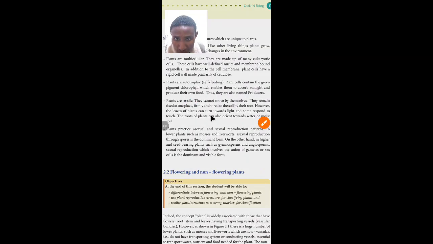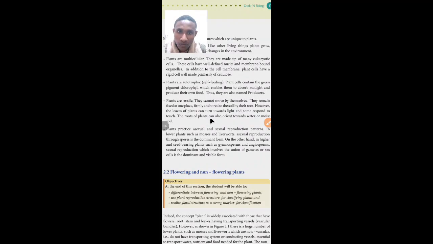So let's continue. Next it says they cannot move by themselves, and they remain fixed at what? At one place, firmly anchored to the soil by their roots. They attach to the earth by their roots, but they do not move from one place to another. However, the leaves of plants can turn towards light, and some respond to touch, like thigmotropism. So grapes and other plants exhibit touch tropism, or thigmotropism.